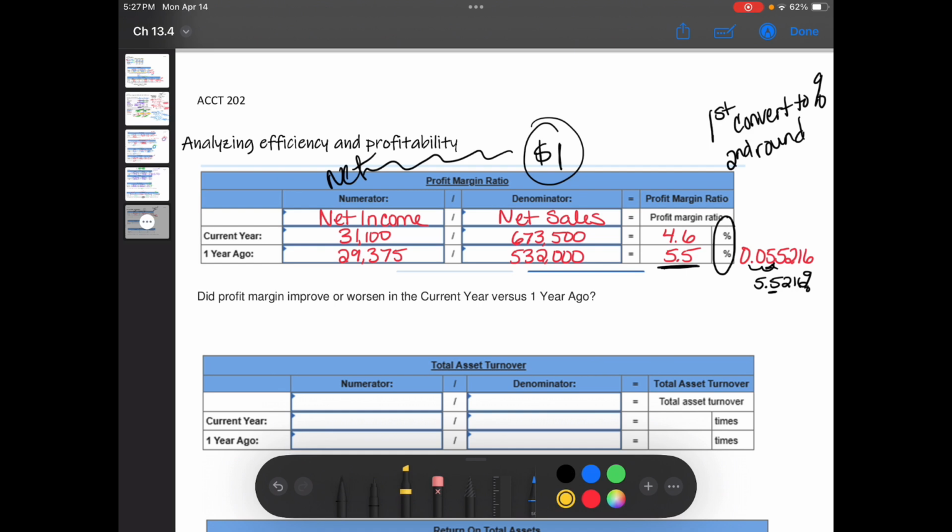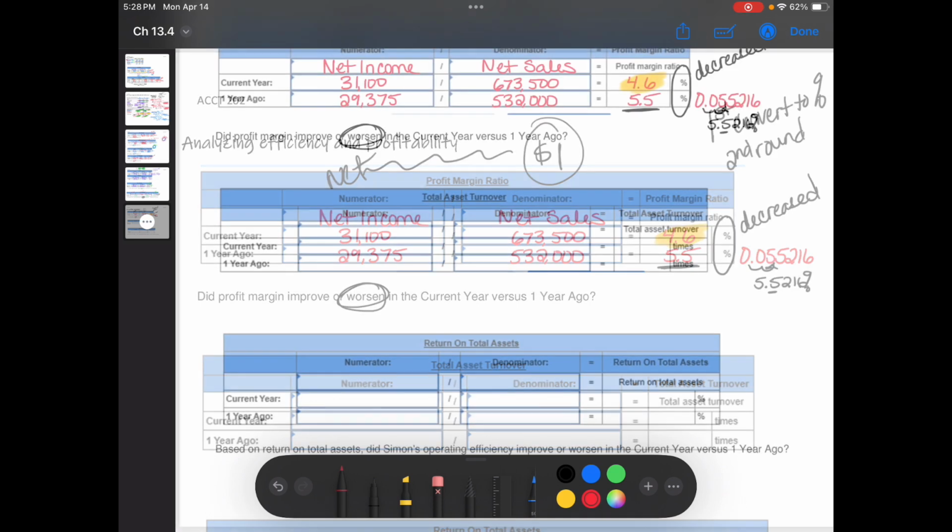But the real problem is not what the amount is. It's that when we go to the current year, it goes down. It's decreased. So that's worse. So we definitely don't want it to decrease. If anything, we want to see things stay the same or get better. So we're back to the worsen as our answer for this.